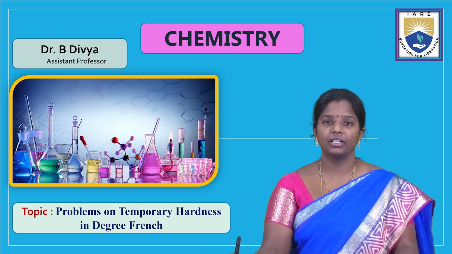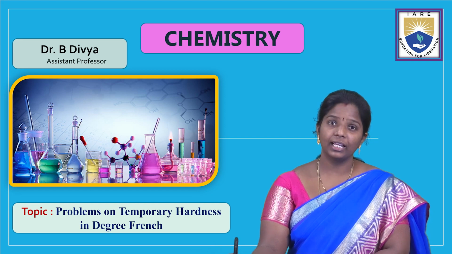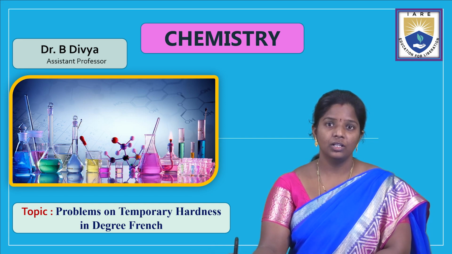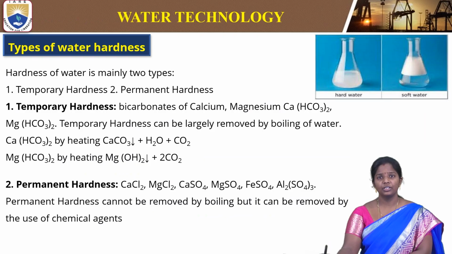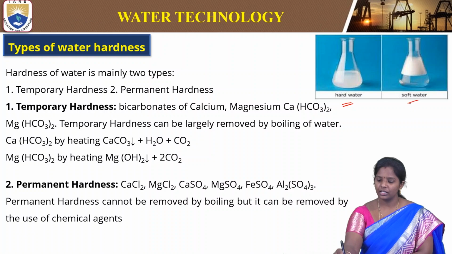In this session, we will start the numerical problems on temporary and permanent hardness calculated in degree French units. Before going to the problems, we have to have a glance at what they are. Water hardness causing salts. If you see this picture, this is hard water and this is soft water.